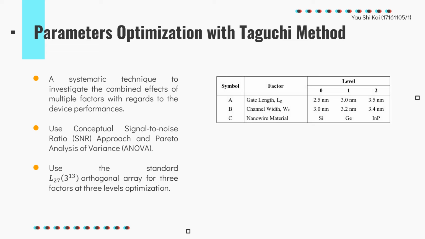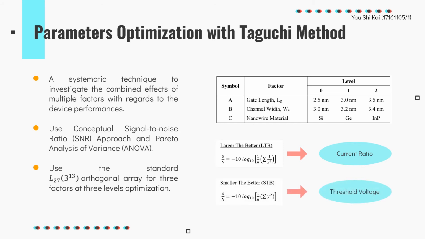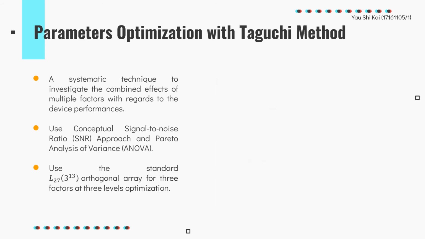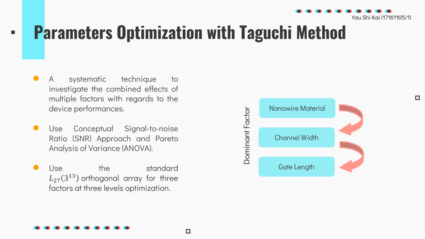In order to achieve high current ratio and low threshold voltage performances, the larger-the-better characteristic is applied on the current ratio, while the smaller-the-better characteristic is applied on the threshold voltage. Based on the results obtained from Taguchi method, it is found that nanowire material imposes the largest effect in the device performance, followed by channel width and gate length.